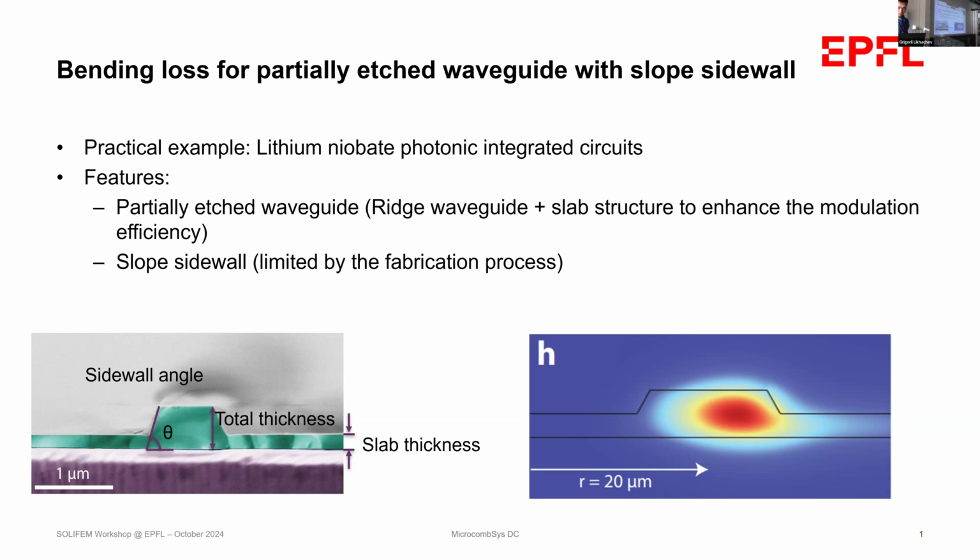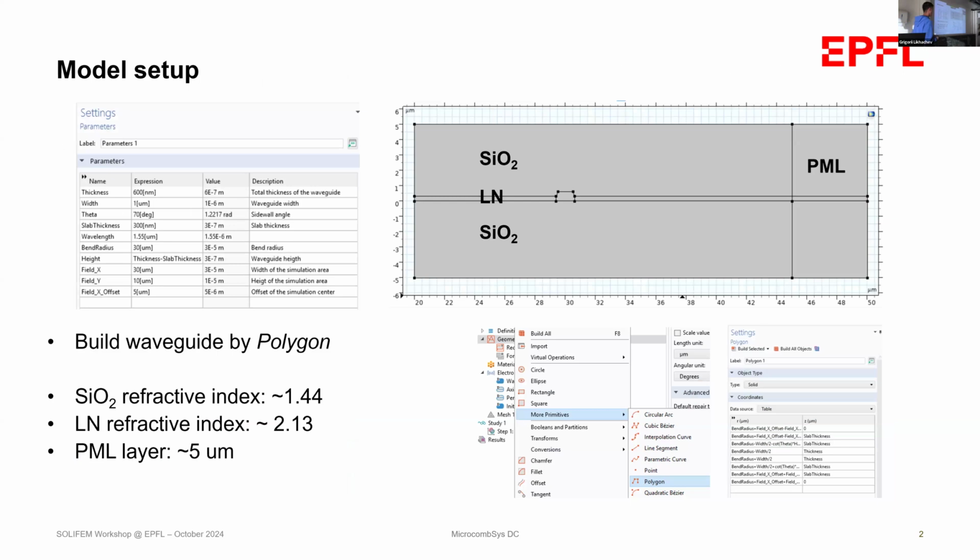To do the simulation, we usually use a geometry structure like this. It's very simple. We have the silicon dioxide cladding and the buried silicon oxide, and also the lithium niobate layer. But one difference compared to the silicon nitride platform is here: we cannot use a rectangular shape to make the waveguide. We have to use a polygon to build this waveguide and also the slab layer. I think you can find my model and this presentation in the Google Drive.